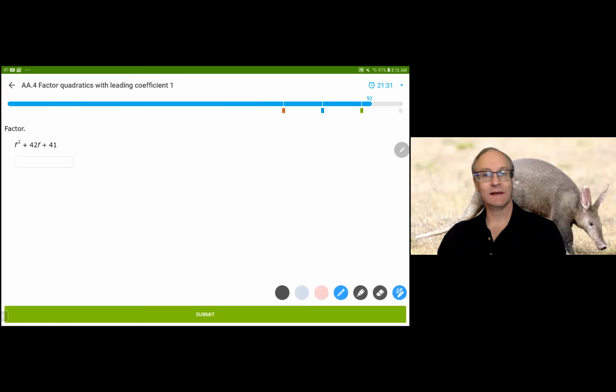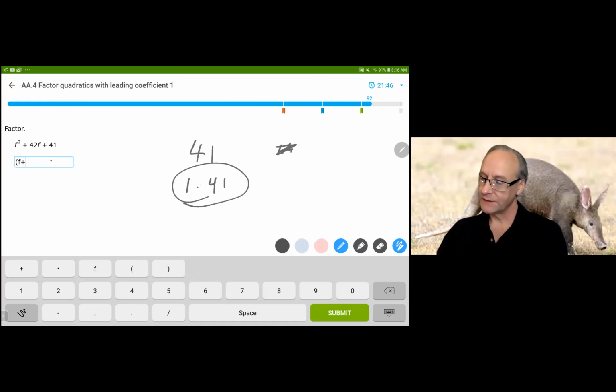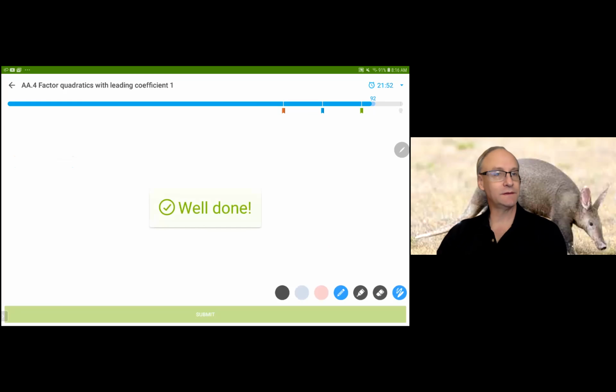Okay, 41. That is a prime number. There's only one way to get 41. Oops. Not 14, 41. There we go. 1 times 41. Does that have a sum of 42? Yay! There we go. F plus 41 and F plus 1. Done, done, done. Easy stuff. We like the primes. When you see a prime, smile.